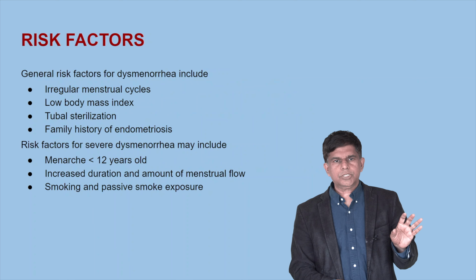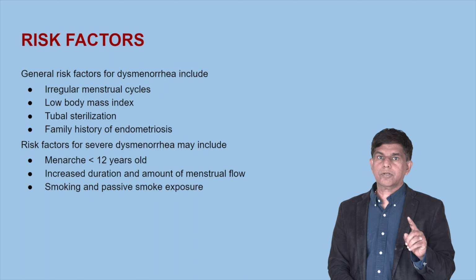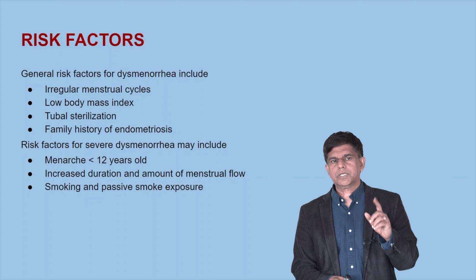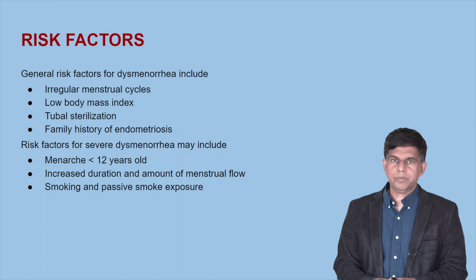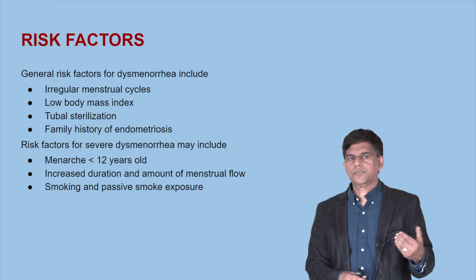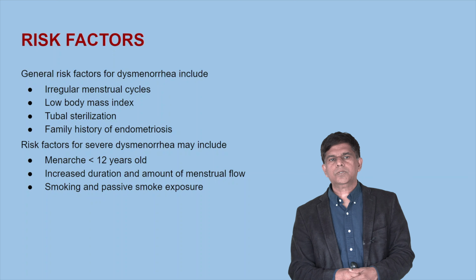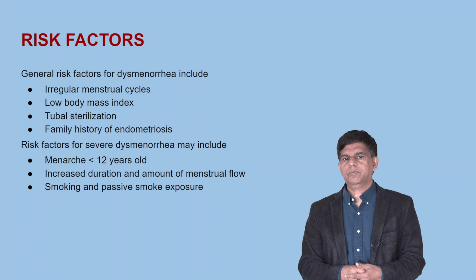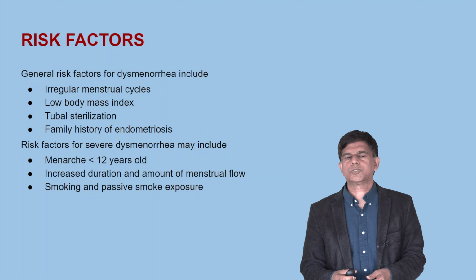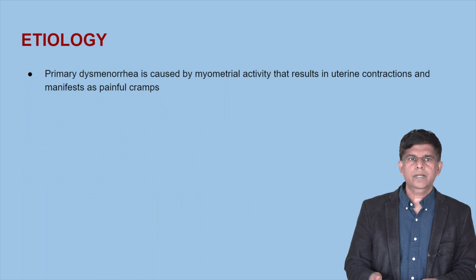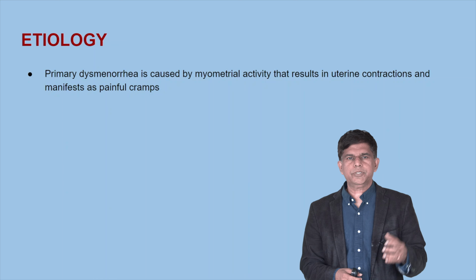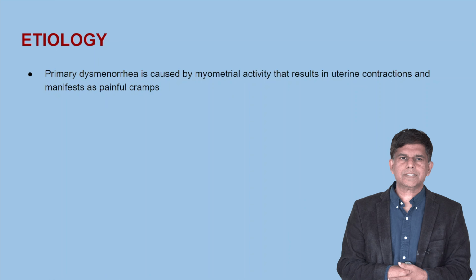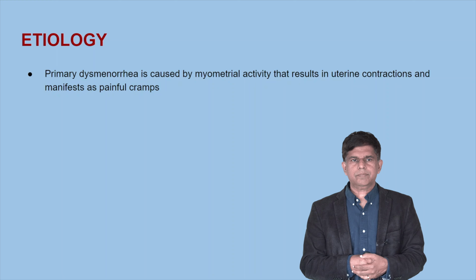So risk factors associated with it: irregular menstrual cycles, low BMI, tubal sterilization, and family history of endometriosis. Risk factors for severe dysmenorrhea include menarche at less than 12 years old, increased duration and amount of menstrual flow, smoking, and passive smoke exposure, okay? Now, etiology. Primary dysmenorrhea is caused by myometrial activity that results in uterine contractions and manifests as painful cramps. Remember that.